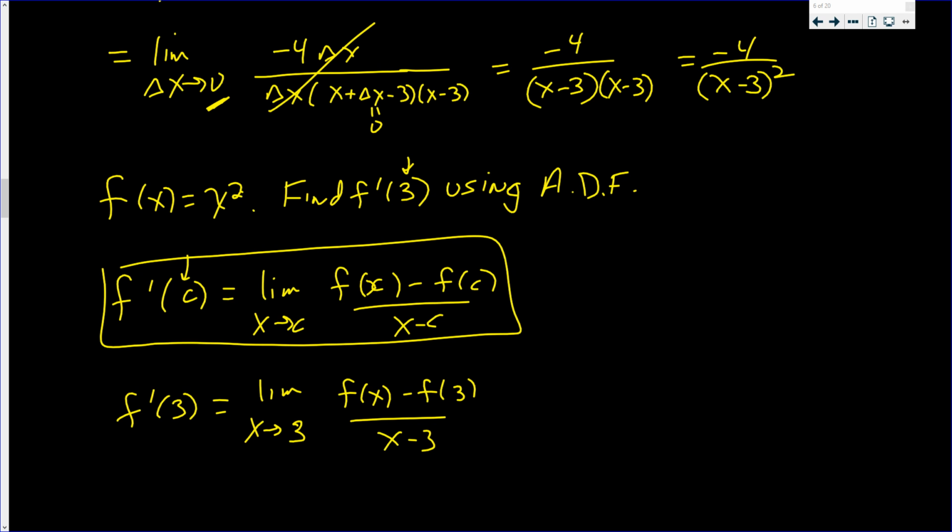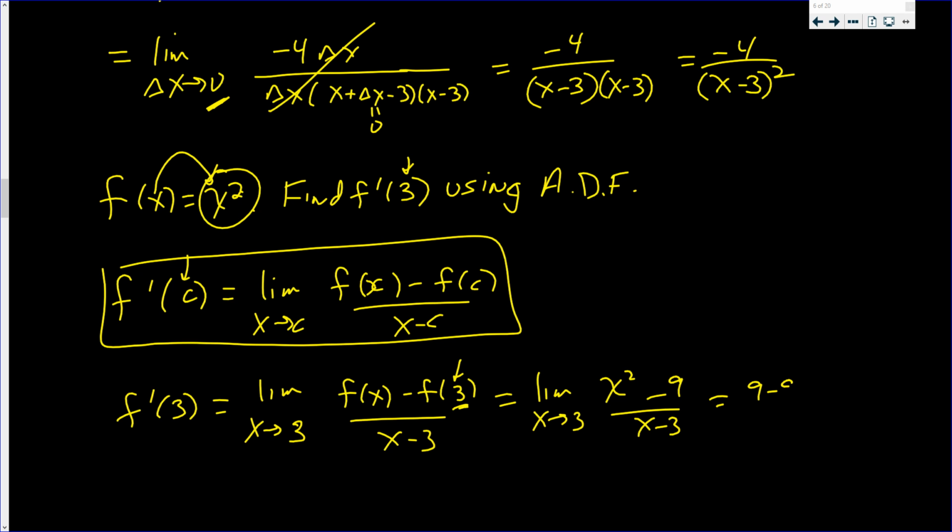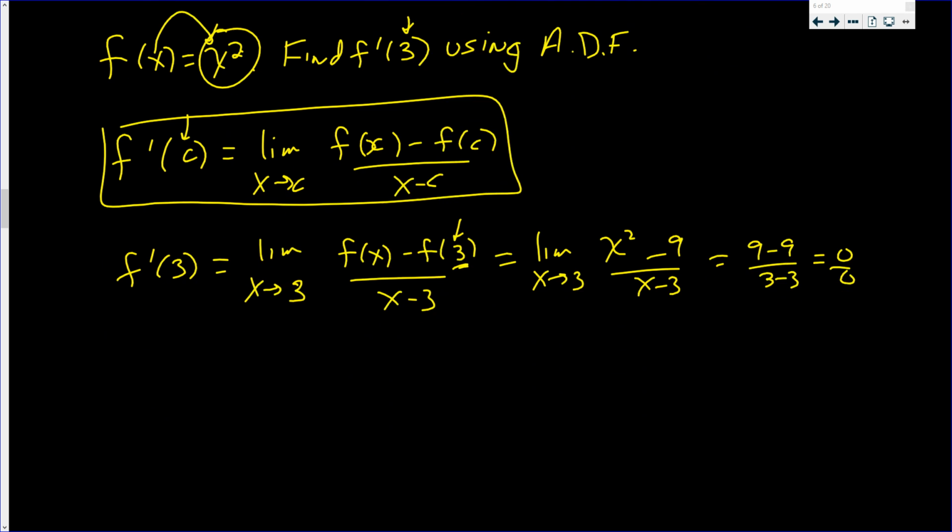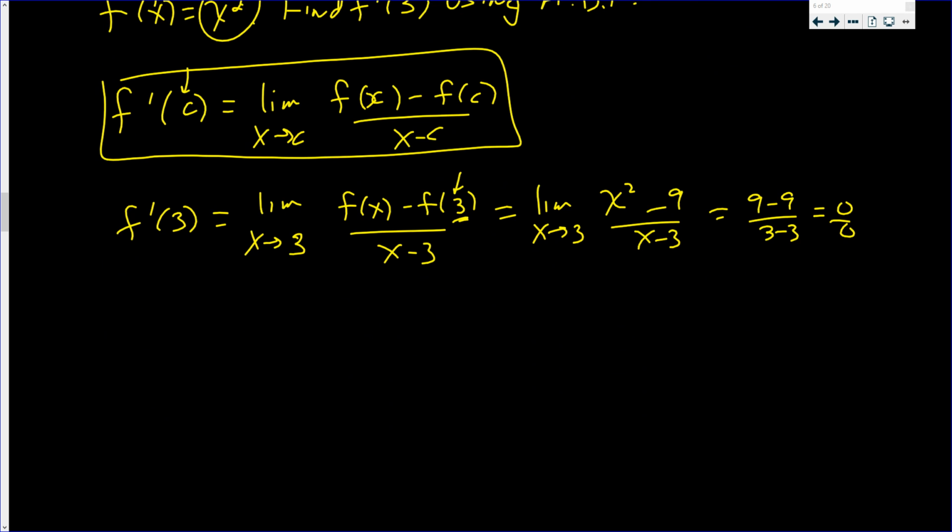Well, f of x was x squared. So this is the limit as x goes to 3 of x squared minus, well, f of anything. What does f do to what's in the bracket? It squares it. So I'm going to square 3, all over x minus 3. If I direct substitute, I get 0 over 0, which means I'm in some trouble. I have to cancel out that 0 over 0. And since it's a derivative, you should have known that from the get-go.